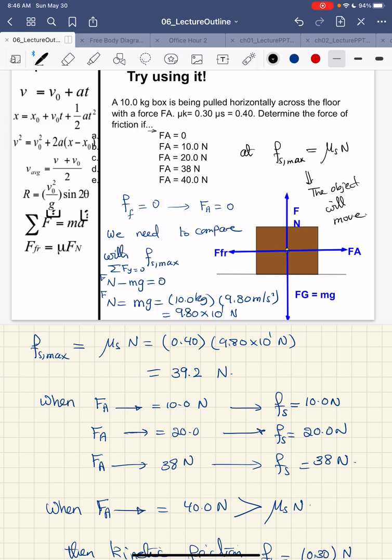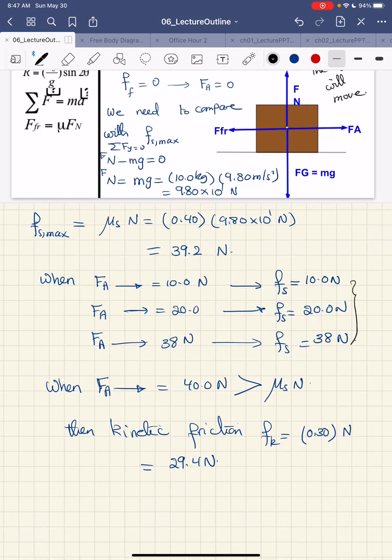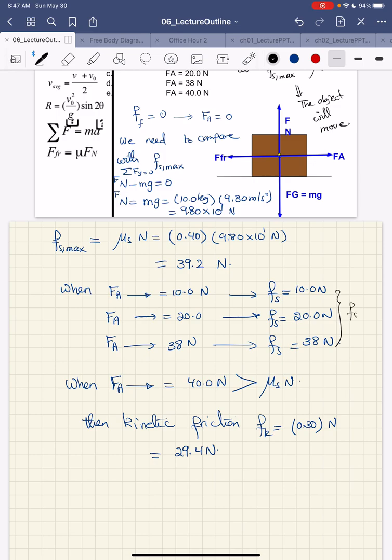And during that, we can say in all these cases that Fs equals F applied. Then if the force applied is 10, the force of static friction is 10. Because the object acceleration is 0, then you're going to say Fa minus Fs should equal 0, then they should be equal. If Fa is 20, because it's less than 39.2, then Fs is 20. If Fa is 38, then Fs is going to be 38.